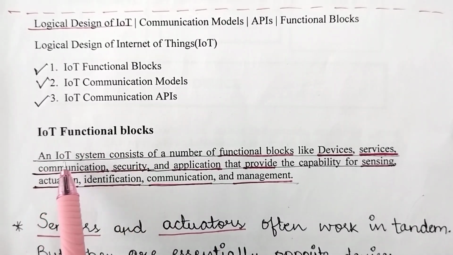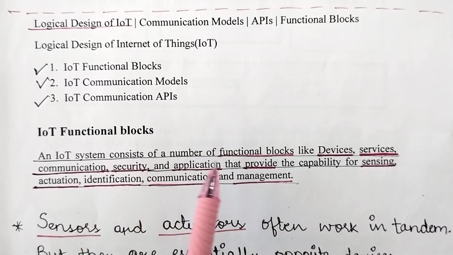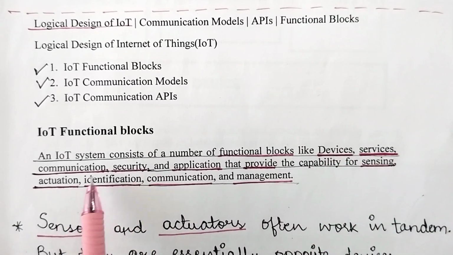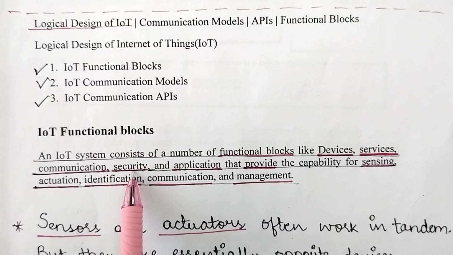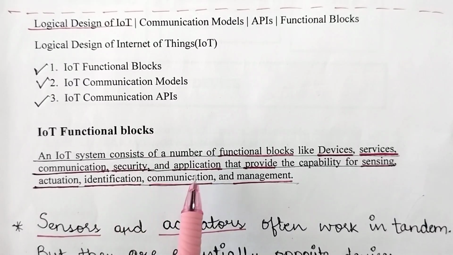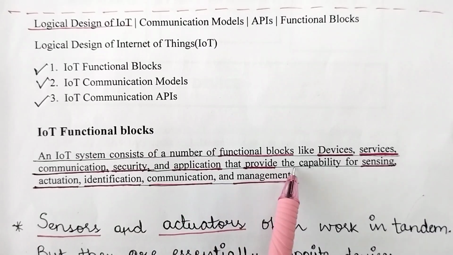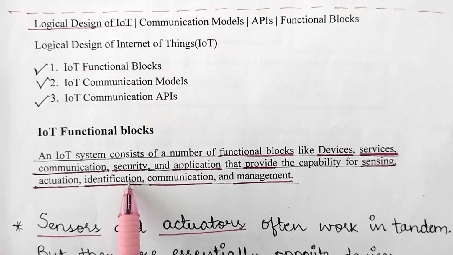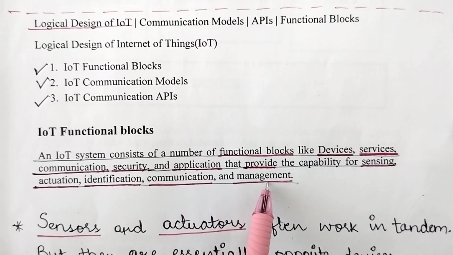An IoT or Internet of Things system consists of a number of functional blocks, and these include the devices, the services that are provided, the communication that is provided, the security that is provided to use the IoT enabled devices, and an application that provides the capability for sensing, actuation, identification, communication and management. So, all these things come under the IoT functional blocks.